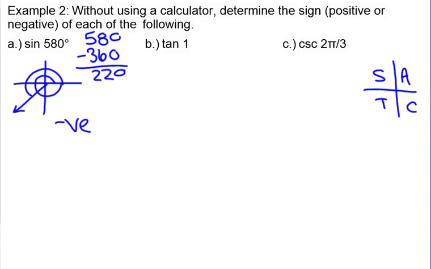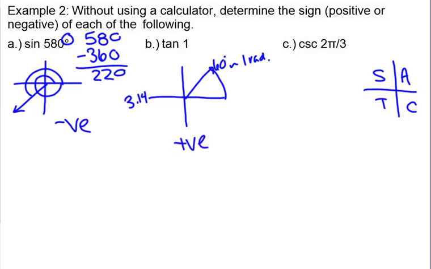Tangent of 1. Things to note, we do not have the degree symbol like we did in question 1, so that would be radians. Things we know about radians: pi radians is 180 degrees. We also know 1 radian is about 60 degrees because we did that activity. Remember, it's the angle of the arc subtended by the circle. So 1 radian is approximately 60 degrees. Tangent in quadrant 1 is positive.